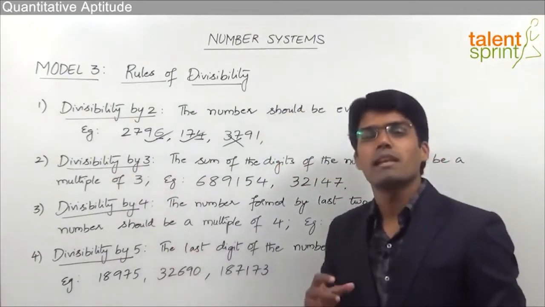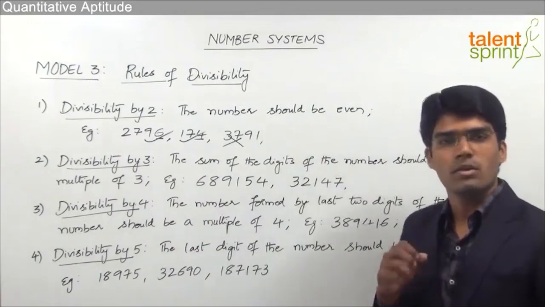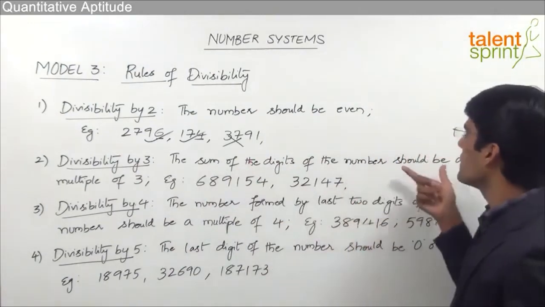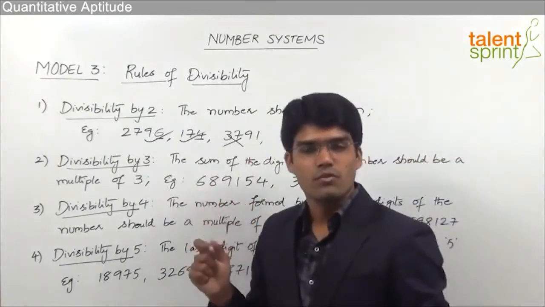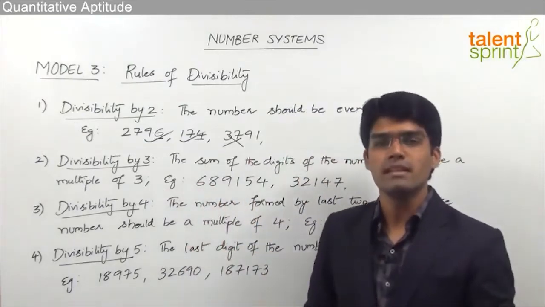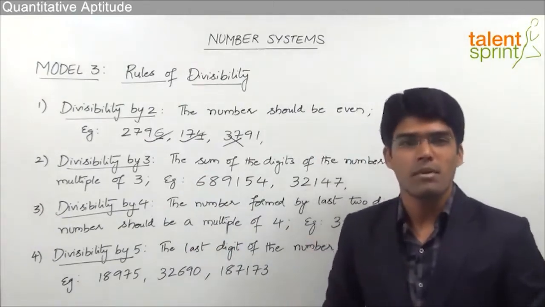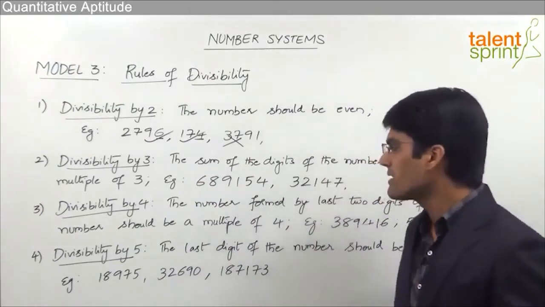So how to check whether a given number is divisible by 3 or not. The rule here is the sum of the digits of the given number should be a multiple of 3. So for a number to be divisible by 3, the sum of all its digits has to be a multiple of 3. Let us take some example and understand this.